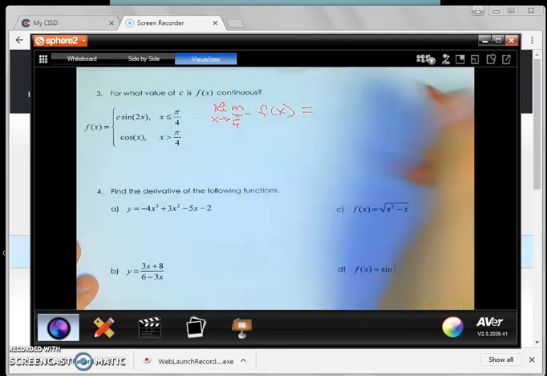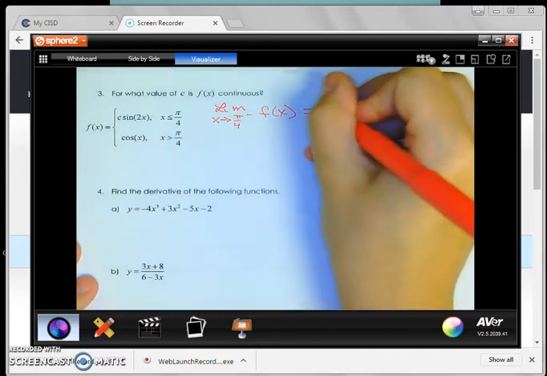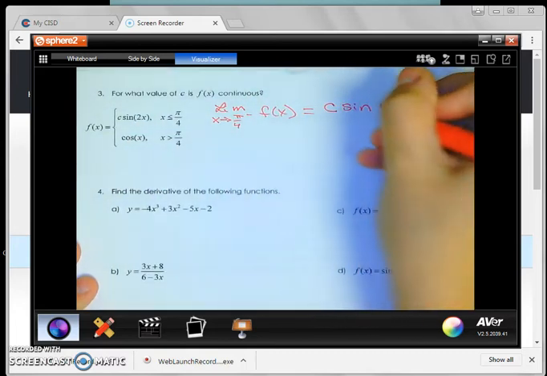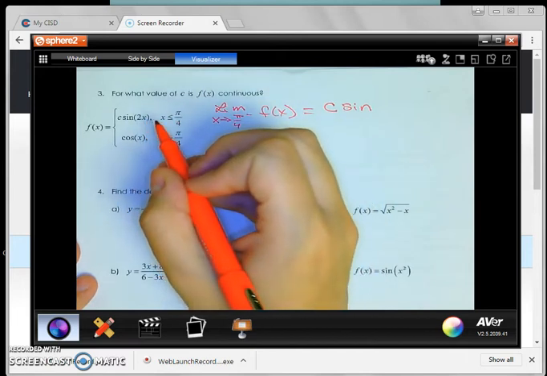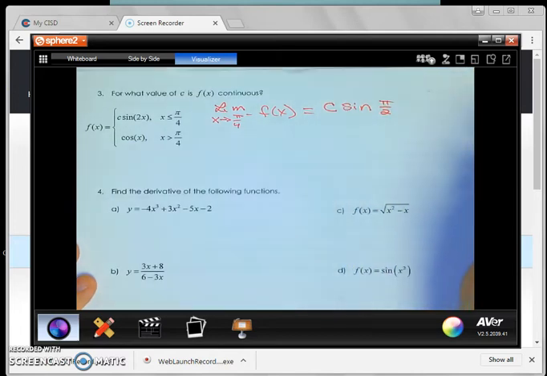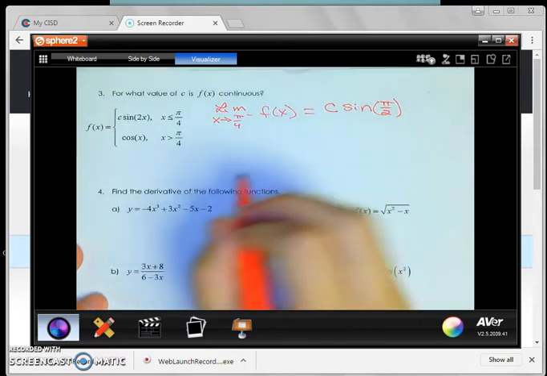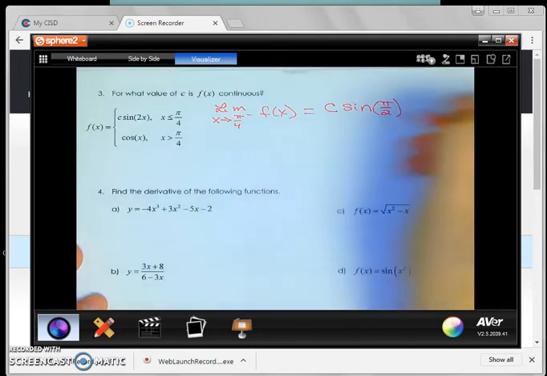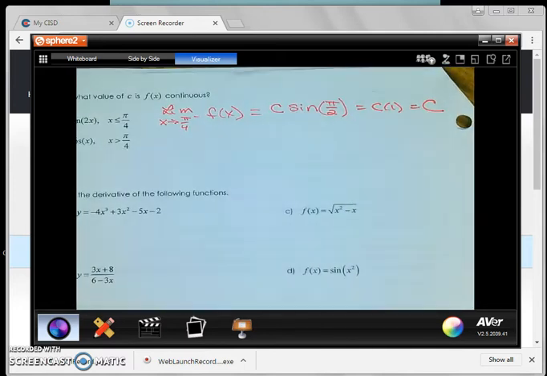And let's see what that's going to be. Well, that means I'm plugging into this one. So if I plug into that one, it's going to be c times the sine. Well, let's see. If I plug in pi over 4 and I multiply it by 2, that's 2 pi over 4, which reduces to just pi over 2. Okay, so I've got that. And let's see. I could do a little bit better because the sine of pi over 2 is 1. So that's c times 1, right, which is just c. So I've got my left-hand limit.